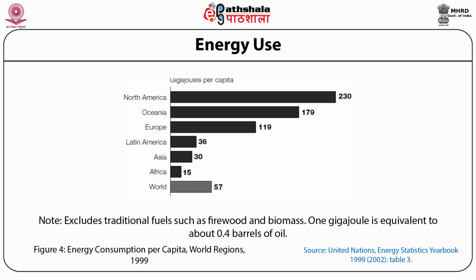The developed nations are using more than 9 times greater energy per capita compared to less developed nations. In 1999, per capita energy use was nearly twice among Americans than that of Europeans, nearly 8 times that of Asians, and 15 times that of Africans.